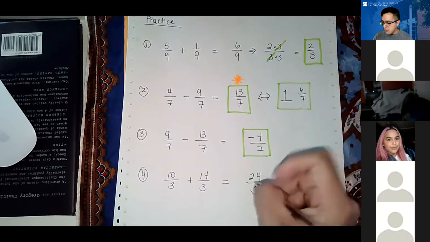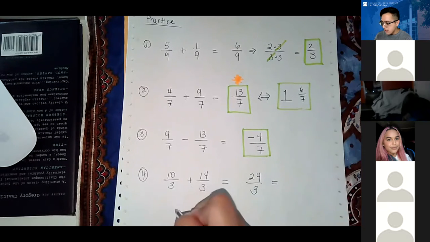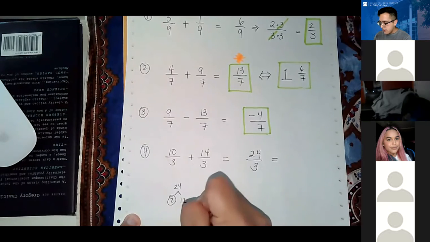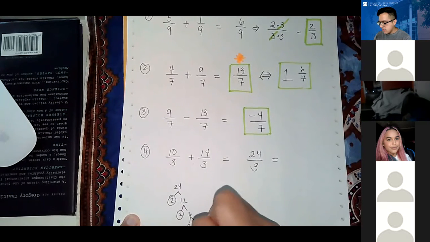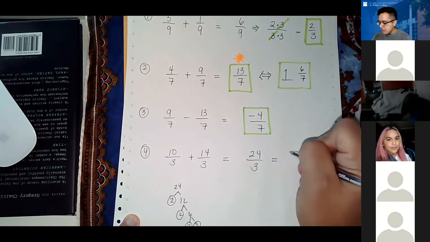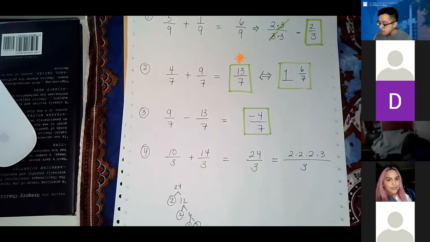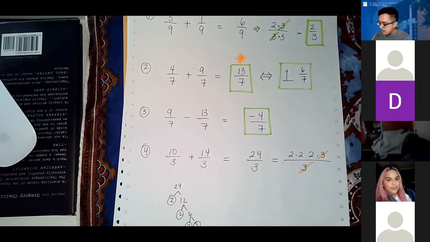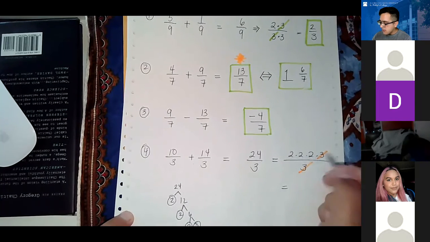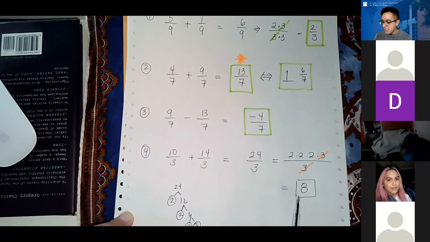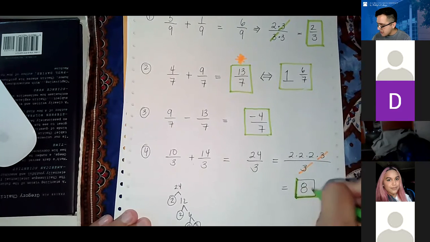So now you could simplify this further if we wanted to do some prime factorization. 24 is 2 times 12. I know you guys can't see that. This is 2 times 6 and 2 times 3. So I could write this as 2 times 2 times 2 times 3 over 3. The 3's will cancel out because that's a common factor. And then all I have left is 2 times 2 times 2, which is 8. And so we have a whole number. 24 divided by 3 is 8, so that makes sense. Does anybody have any questions about these?